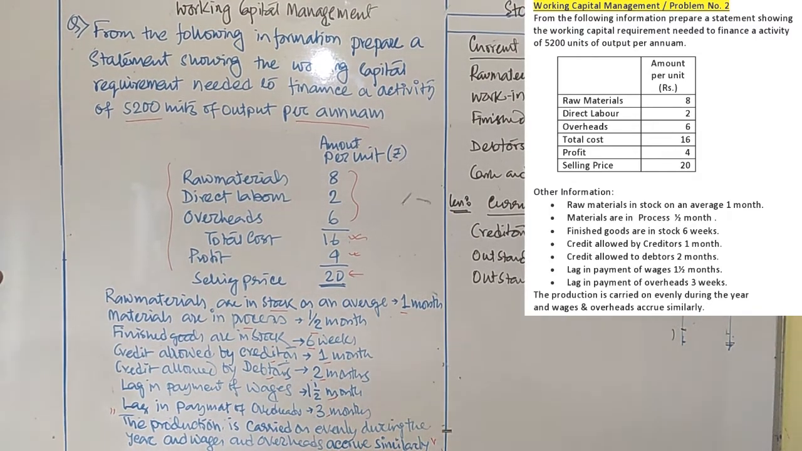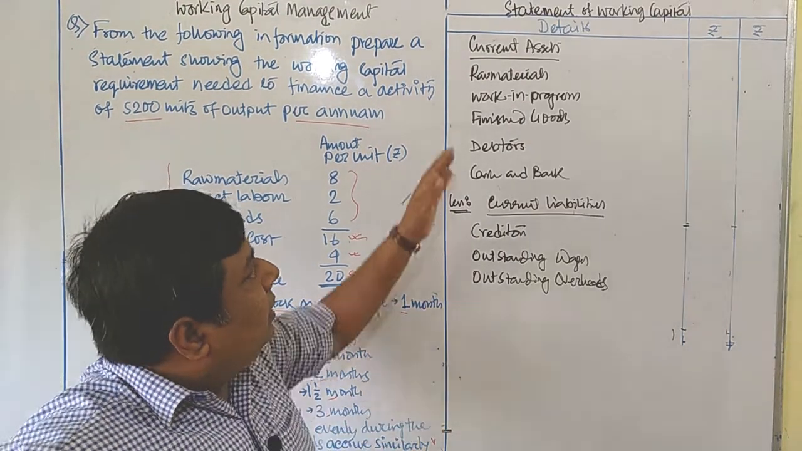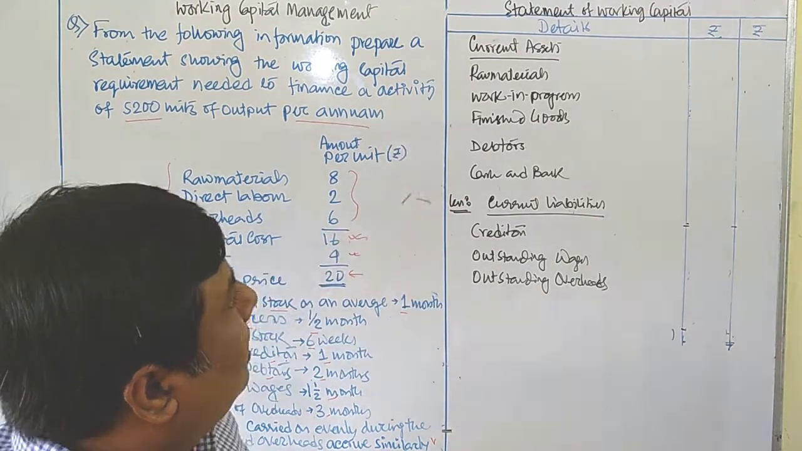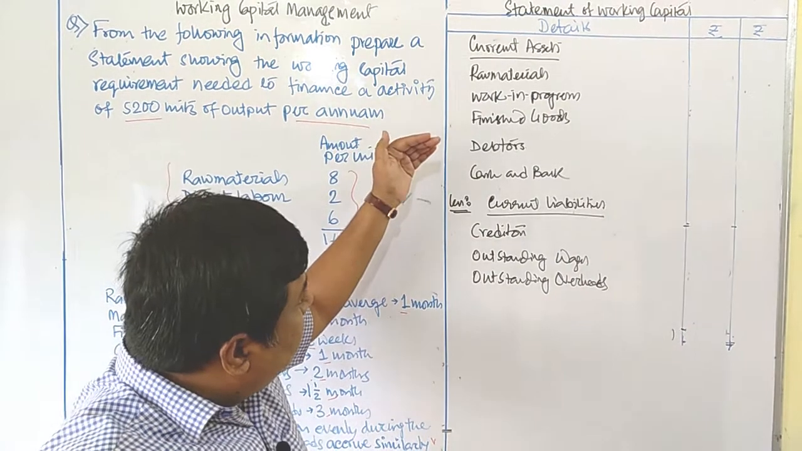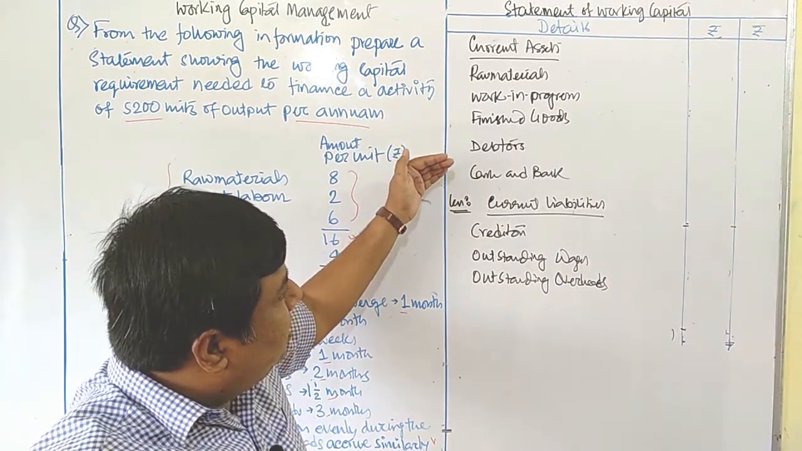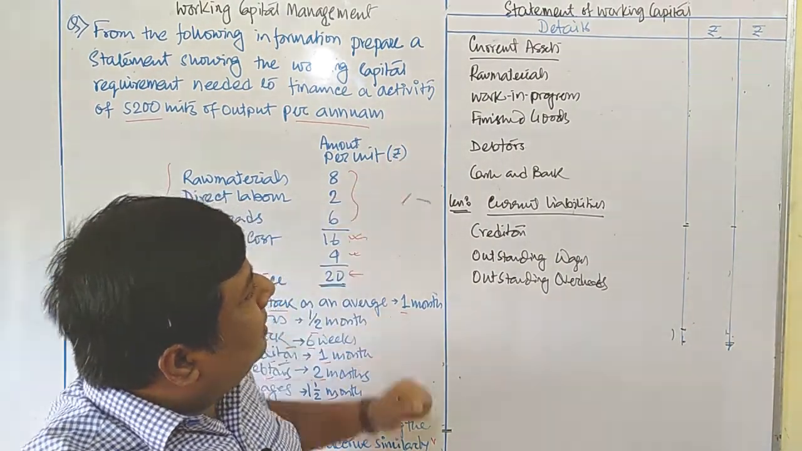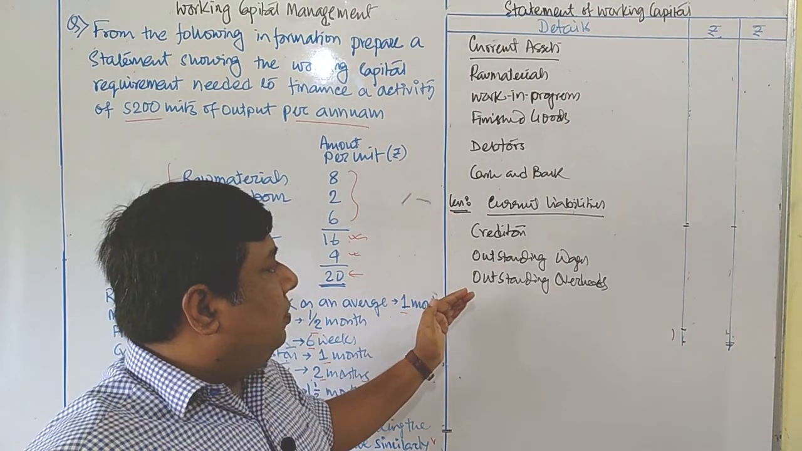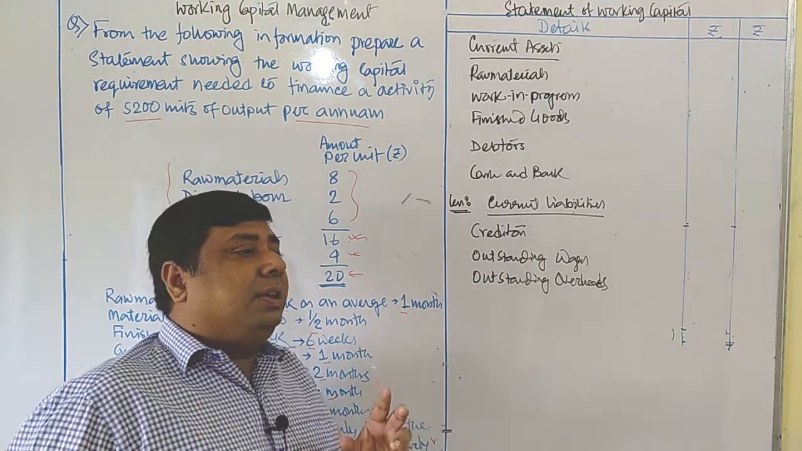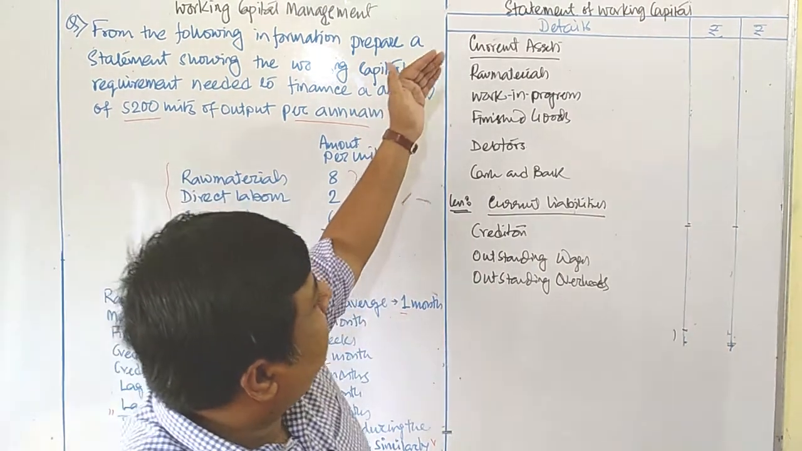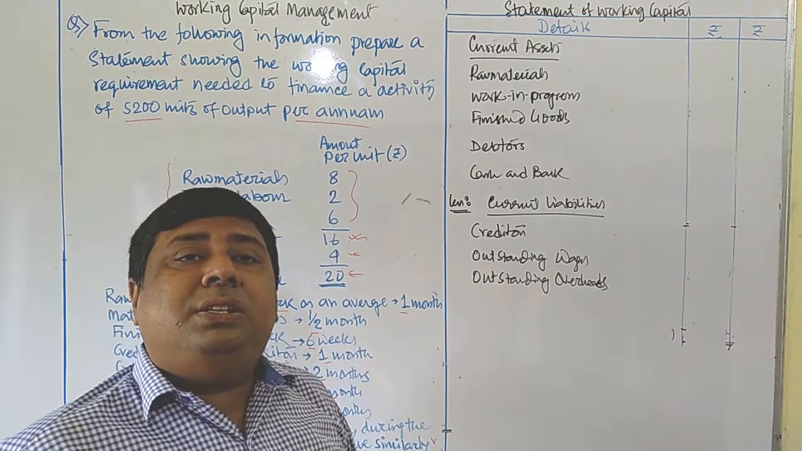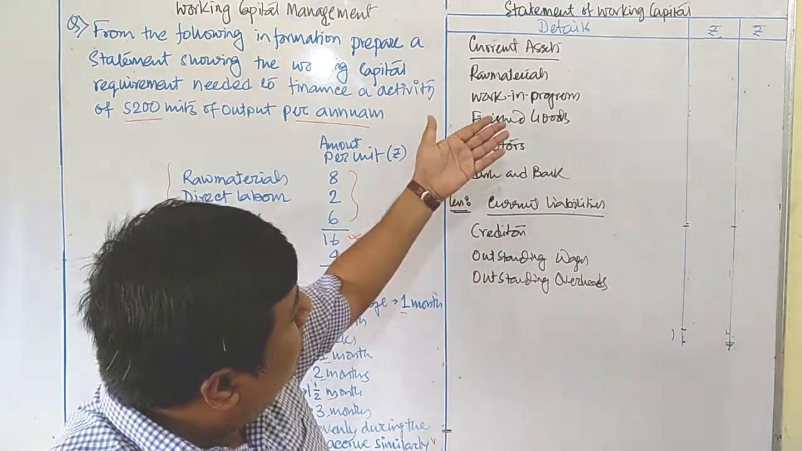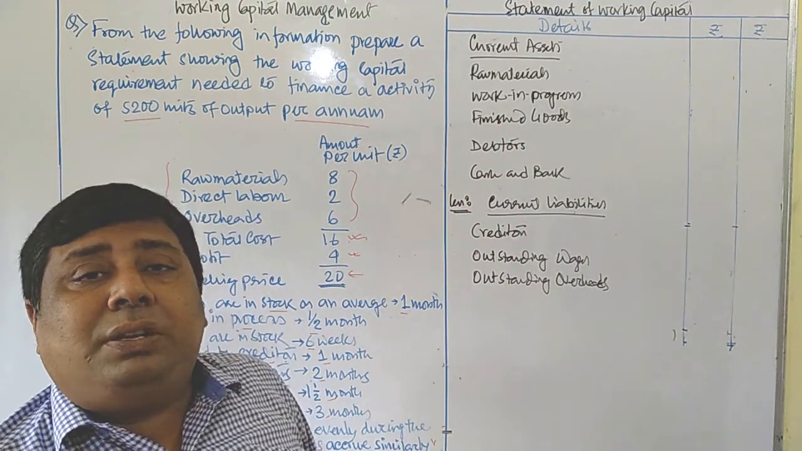Looking into the scenario, as I said earlier, we need to follow a proper statement, and the statement is portrayed as current assets. Under current assets, there are raw materials, work in progress, finished goods, debtors, and cash at bank. Under current liabilities, creditors, outstanding wages, and outstanding overhead. As you know, the net working capital is considered as the difference between current assets and current liabilities. Now, what is our job? Our job is to calculate each and every component which I portrayed under that particular statement.